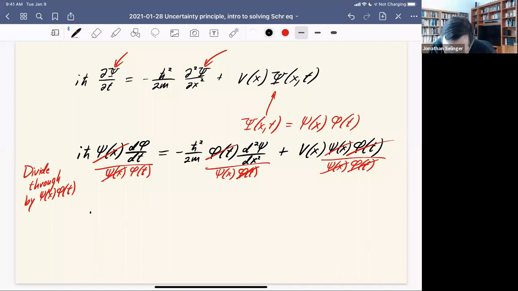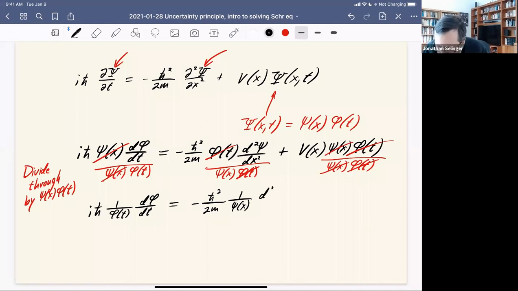On the left side, we have i h bar, 1 over phi of t times the derivative d phi dt. That has to be equal to minus h bar squared over 2m, 1 over psi of x times the second derivative, plus v of x.